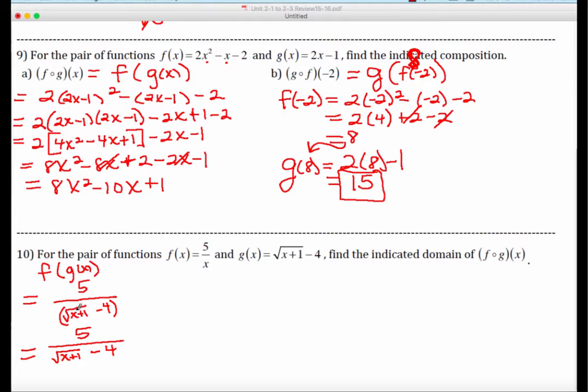So my composite function has this fraction now, and I need to figure out what makes the denominator equal to 0 under this fraction bar that I'm highlighting over. That whole entire denominator, I have to figure out what makes that whole thing equal to 0. So I take my square root of x plus 1 minus 4, set it equal to 0, and I solve it. That is the domain of the composite function.